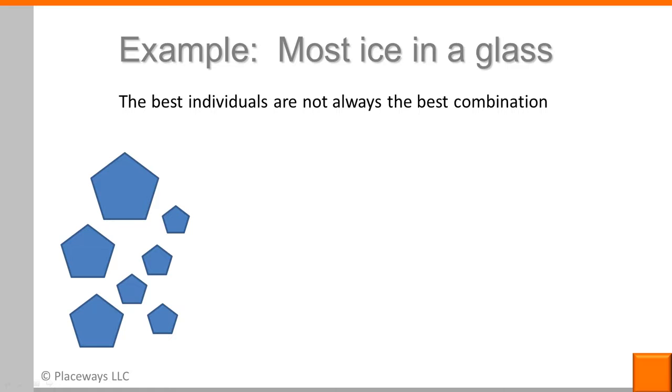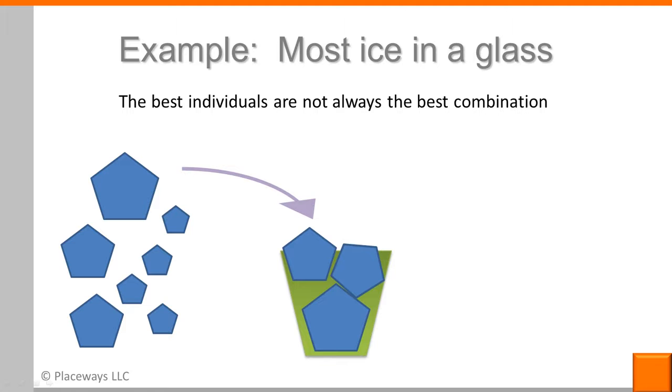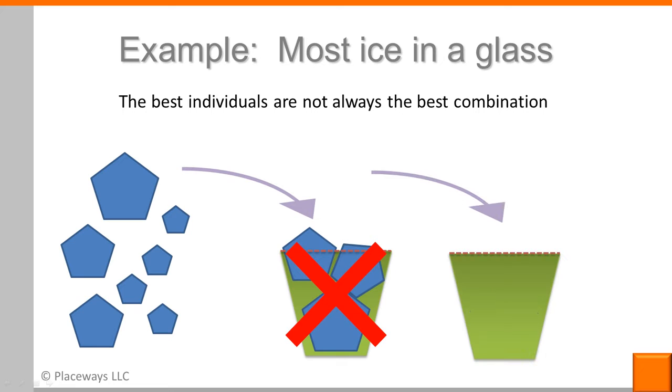Let's go through a conceptual example first. This one is often used to talk about optimization. It's how much ice you can put in a glass. And the message here is going to be that the best individuals are not always the best combination. So those are ice cubes on the left, and this is a glass. Your first reaction might be to put the largest ice cubes in, but it turns out that doesn't work because you overflow the glass. A better solution is to put in the largest ice cube, but then also some of the smaller ones to get the optimal solution.